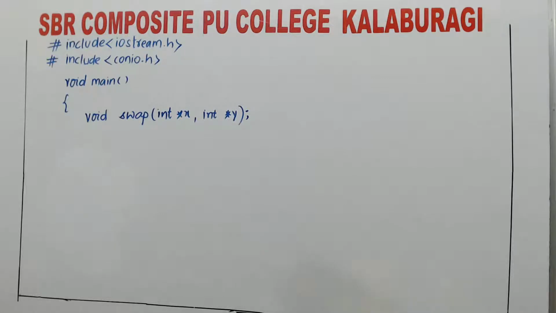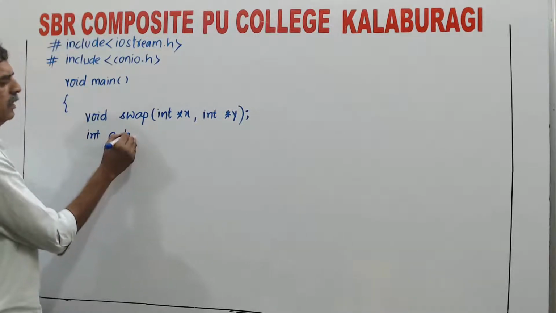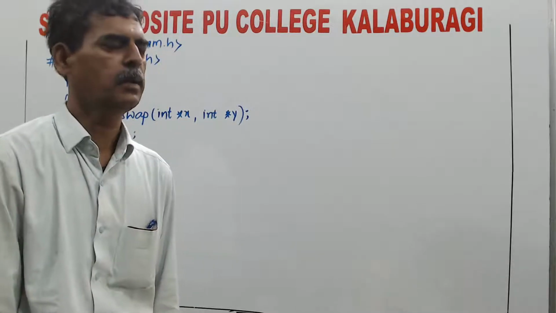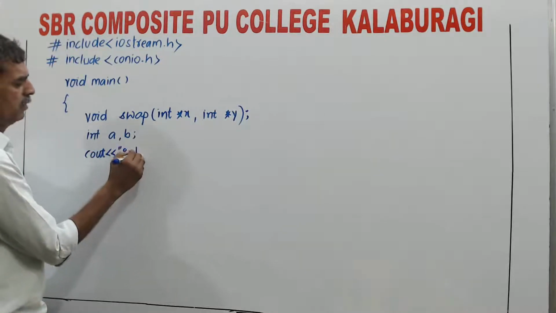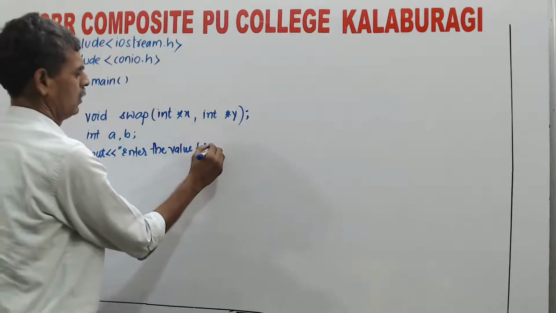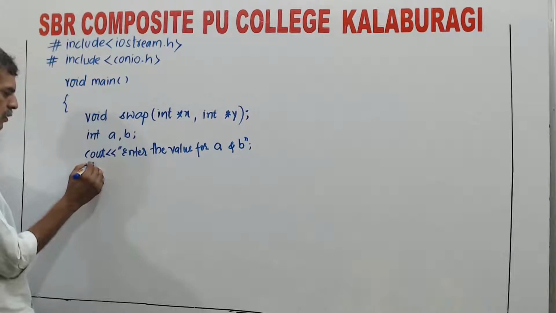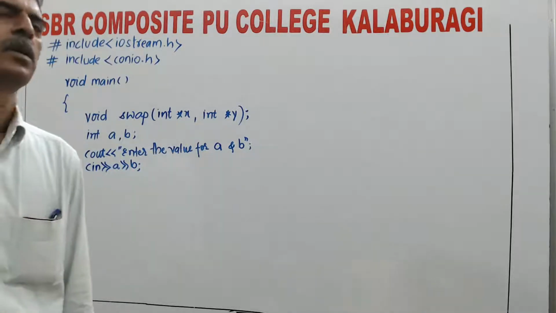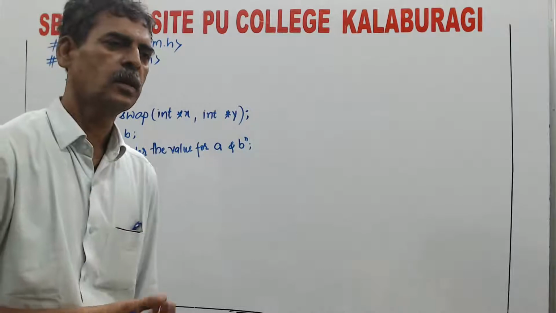Now two variables, int a, b. I'll take two variables a and b. Now enter the values of a and b. cout enter the value of a and b. cin a and b. So two values are passed. Then display the values before swapping.